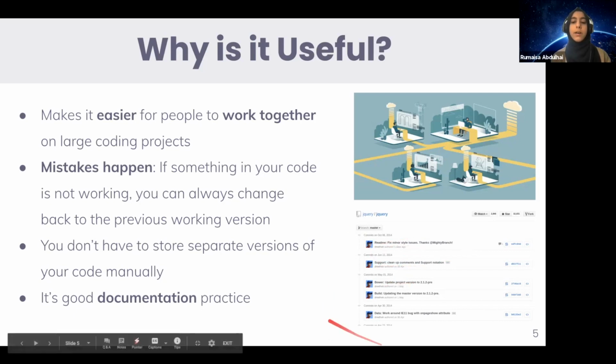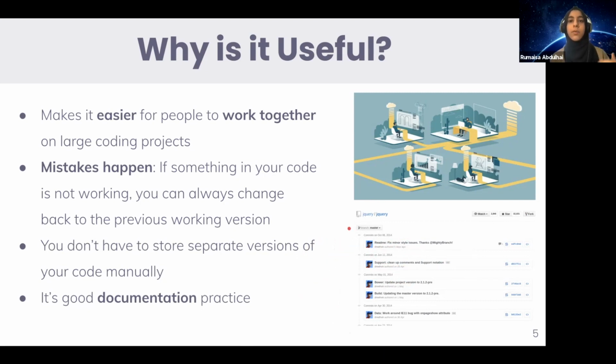So having a version control system allows you to see what changes you made and why you made those changes to your code. And it's very useful when you are working on a large coding project. So if you're working on one problem, you might not need it. But if you're working on a big project, and especially if you're working with people, version control becomes very useful.